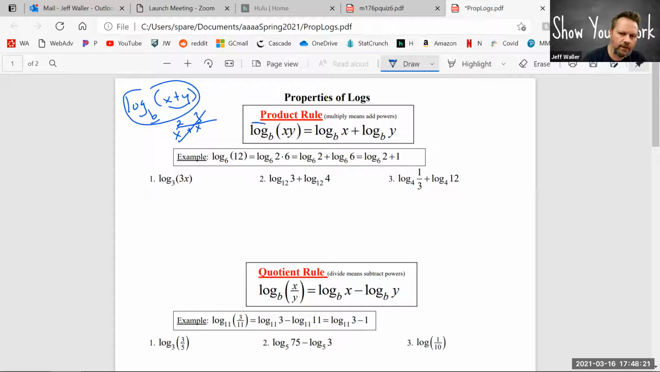I can rewrite a single log of a product as the sum of the logs. So if the original is a multiplication, I can rewrite it as the sum of the powers. And what is a log? It's a power. Okay, I love it. So go ahead and try these out.